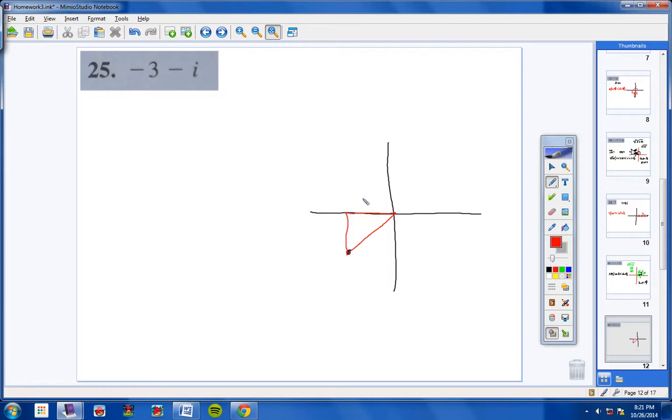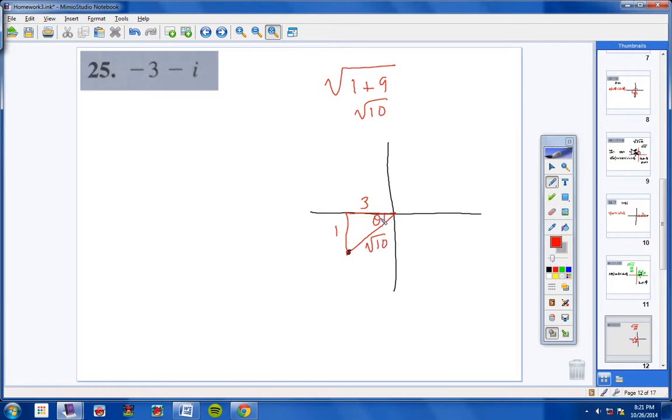We know that we're over 3, and we're down 1. The hypotenuse would be the square root of 1 squared, which is 1, plus 3 squared, that's 9. Add them together, square root of 10. So the hypotenuse, or the distance, the absolute value, would be square root of 10.